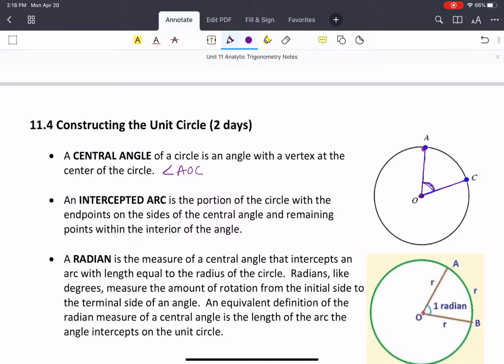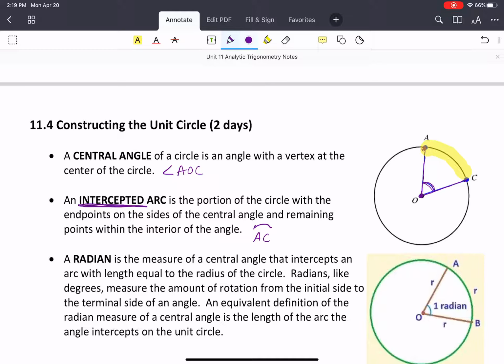Okay, the intercepted arc. Intercepted, like in football, you make a catch, right? It's when things connect. So the intercepted arc is going to be this right here. It's the portion of the circle with the endpoints of the central angle, and the part of the arc in between those endpoints. We would say that that is arc AC.